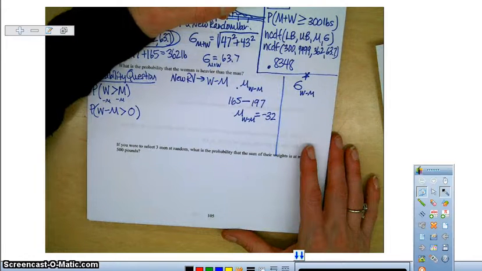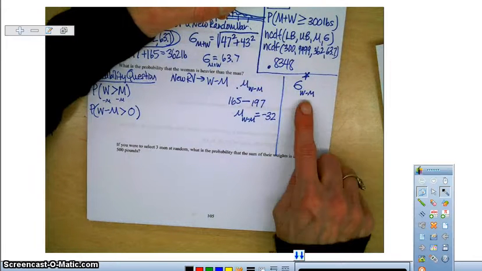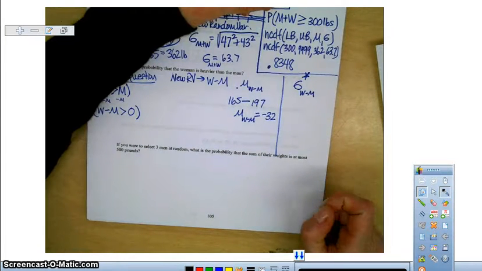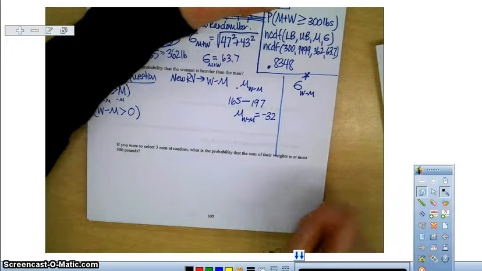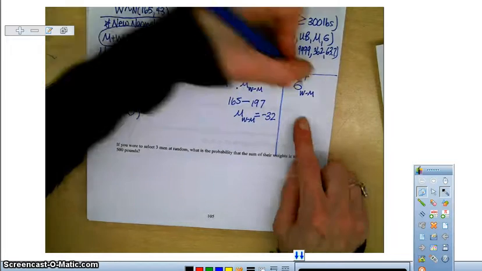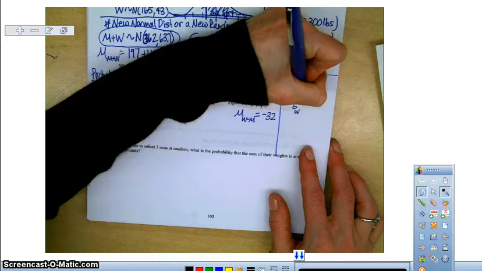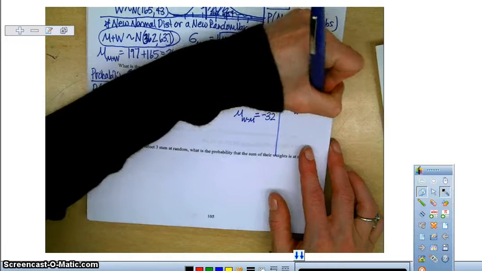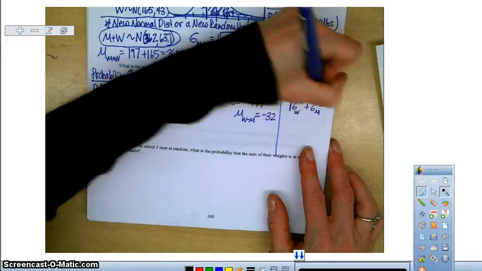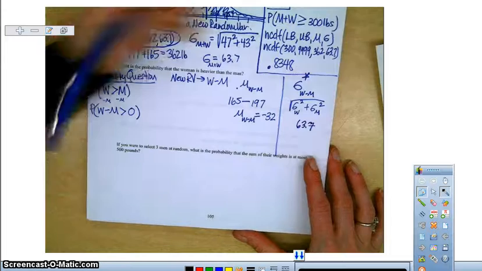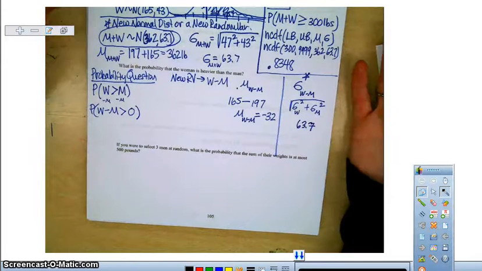is still 63.7. Yes, because with variances, you take the variance and you add the variances, even if you subtract. Variances always add. So it'll be the variance of women plus the variance of men, and then square root it. So that's still the same as it was above. It's still 63.7. It's the same thing we just did. So why do it again?